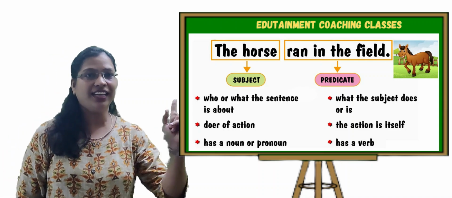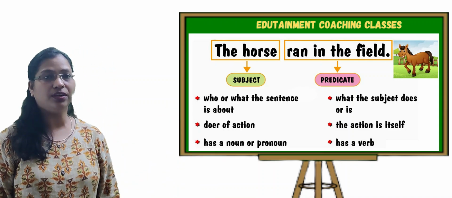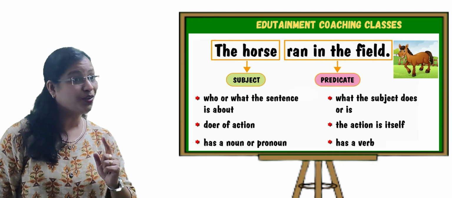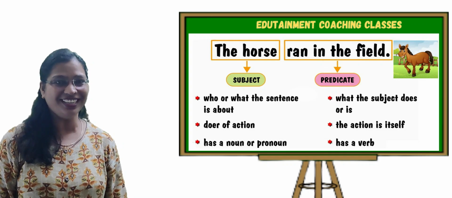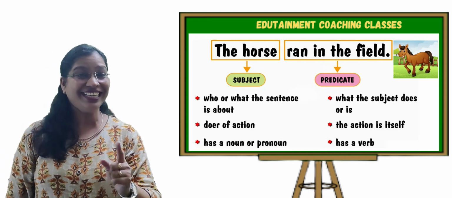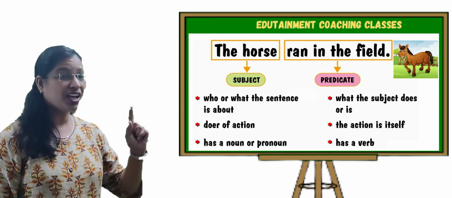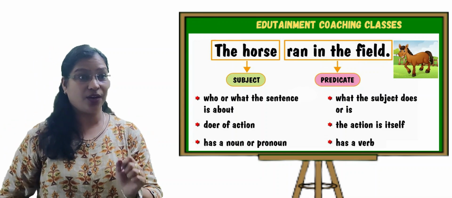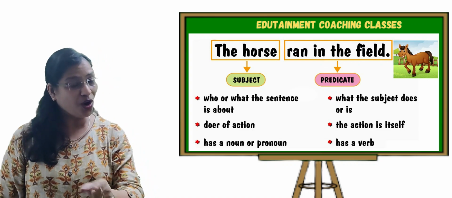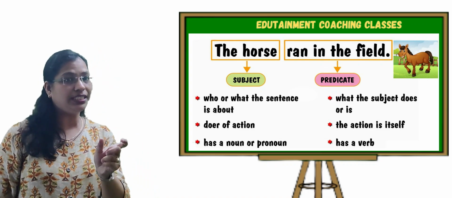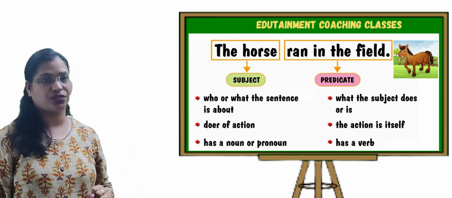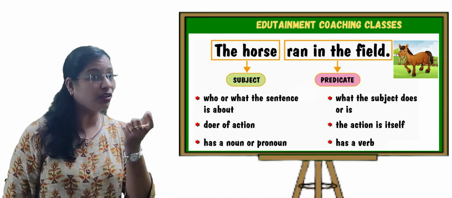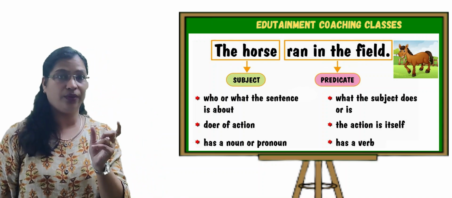Now have a look at this next example. The horse ran in the field. So now here, who or what is the sentence about? It is about the horse. So what is the subject here? Yes, you've guessed it right. It's the horse. So now here you observe carefully. The doer of the action, running, is the horse. So the subject here is the doer of the action. Now the subject has a noun or a pronoun. So here horse is a noun, right?